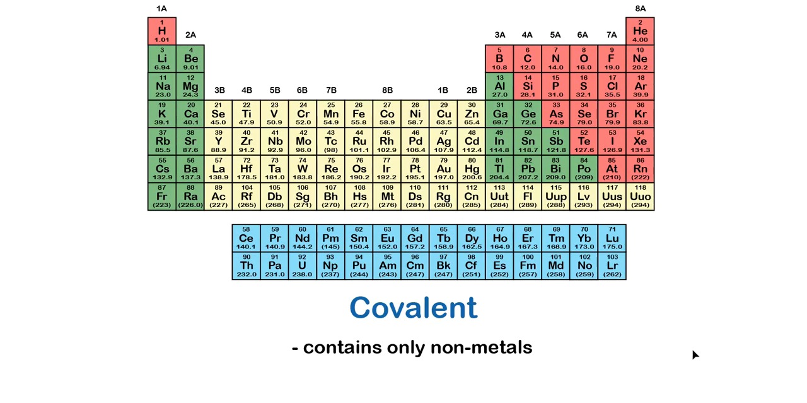So a covalent compound contains only nonmetals, so only the red. Only everything to the right of this jagged line and hydrogen are covalent molecules, and again, they share their electrons differently. Let's talk about how we name these.